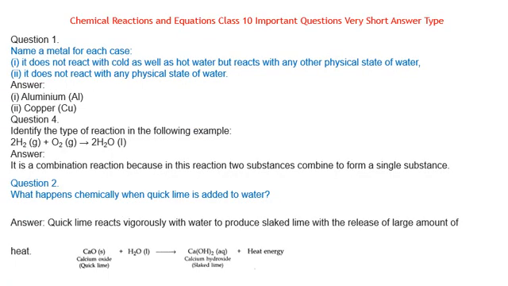Now coming to the chemical reaction equation, and we are going to do the important questions from this chapter. Question number 1. Name a metal for each case. It does not react with cold as well as hot water. Metals which do not react with cold water and hot water, we know what the metals are. This is aluminium. But it reacts with any other physical state of water.